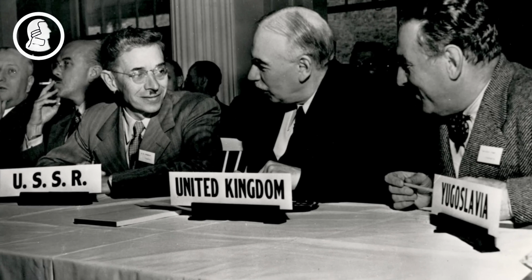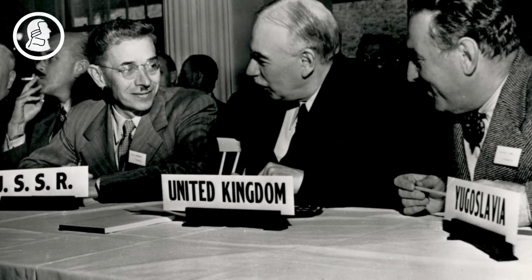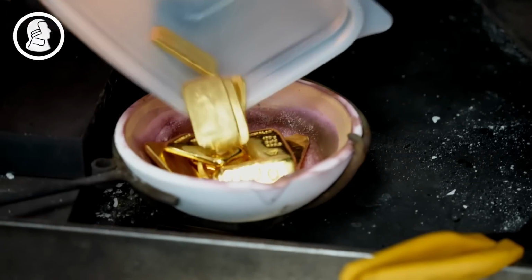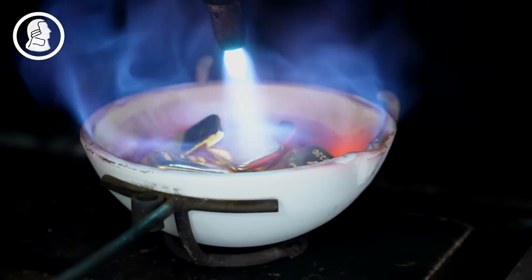For many years, the system functioned relatively smoothly, with the US holding the largest share of the world's gold reserves, positioning the dollar as the dominant global currency. However, as the United States began running large trade deficits, partly due to military expenditures during the Vietnam War, its gold reserves started to deplete rapidly.